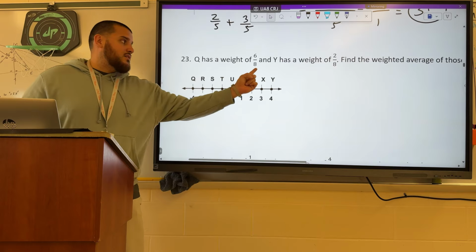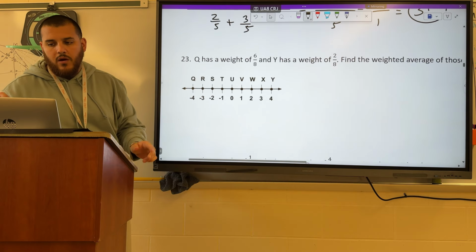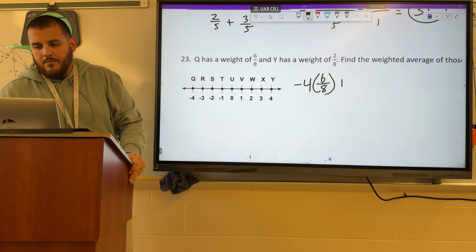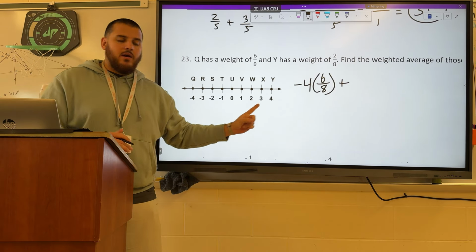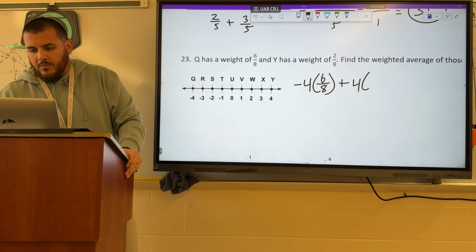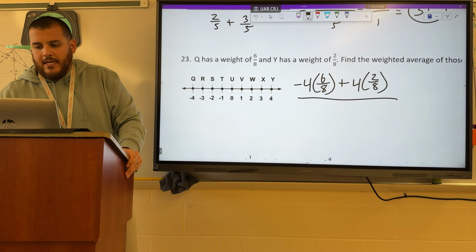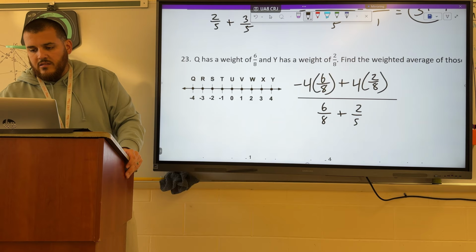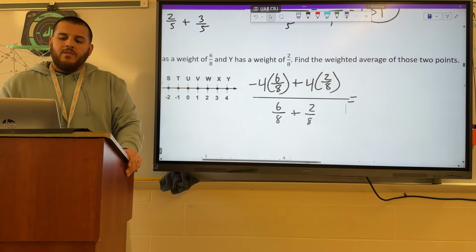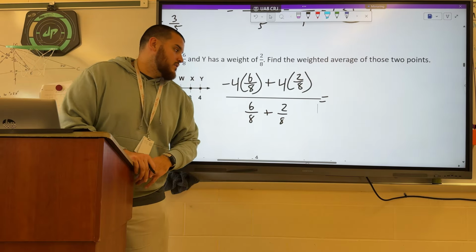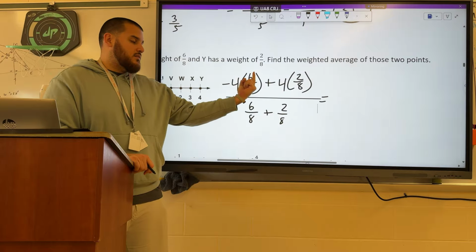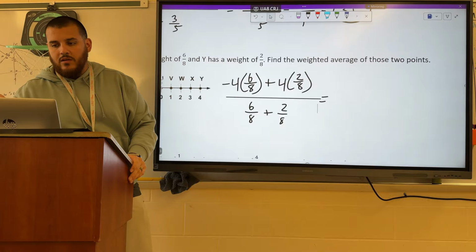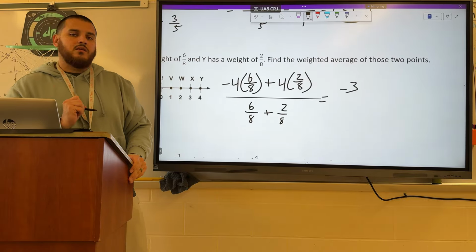Let me give you another example of that here. Q on this number line has a weight of 6/8. Well, Q is -4. So that means my -4 is going to be multiplied by 6/8. My y has a weight of 2/8. My y is +4. So I'm multiplying that by its weight of 2/8. And again, I'm dividing that by the sum of these weights, 6/8 plus 2/8. And again, I'm going to evaluate from here and multiply. I'm doing -4 times 6 divided by 8. -4 times 6 is -24. Divided by 8 would give me a product of -3.